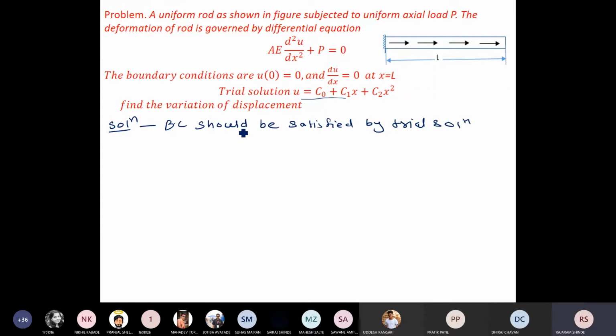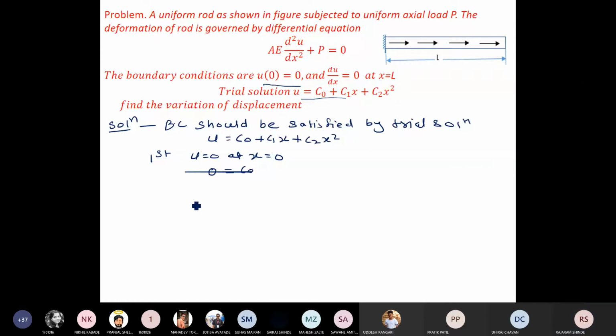Okay, now your trial solution is u is equal to c0 plus c1x plus c2x square. Now the first boundary condition you have to remember is u is equal to 0 at x is equal to 0. Okay, that is this boundary condition, u0 is equal to 0. Now what I will do, I will put this boundary condition in the trial solution.